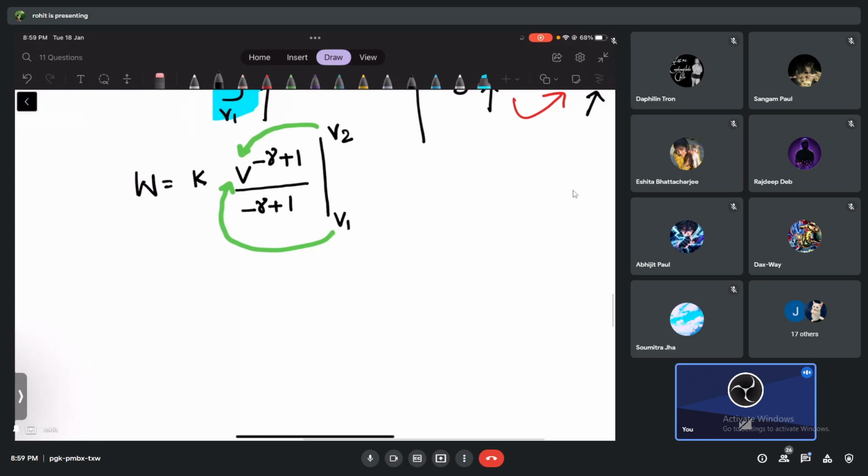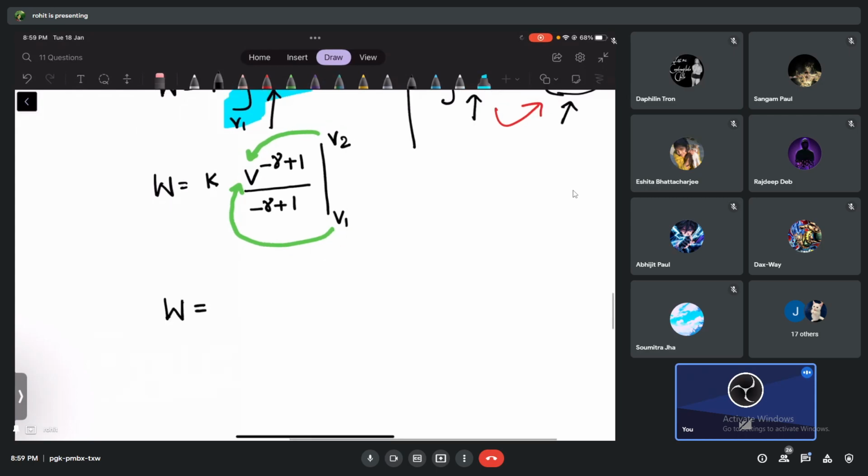So let me just show you how it is written now. W is equal to, I'm writing K here, divided by, what is the denominator, guys? Minus gamma plus 1.